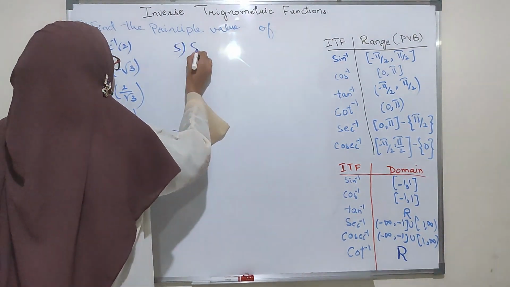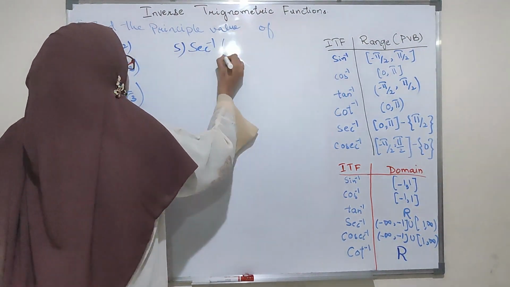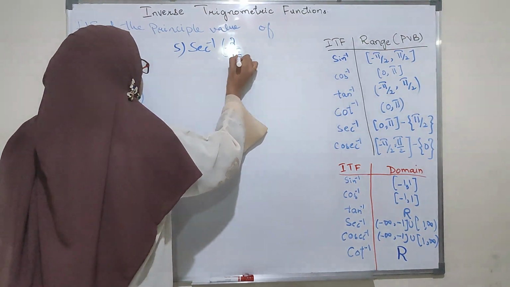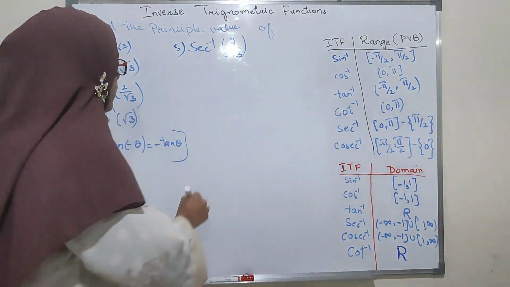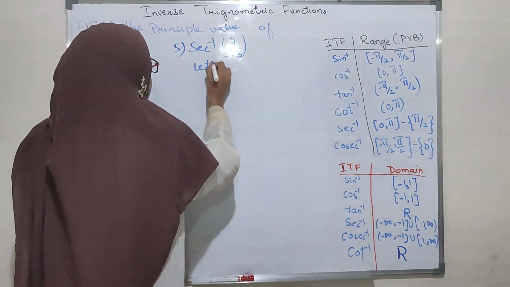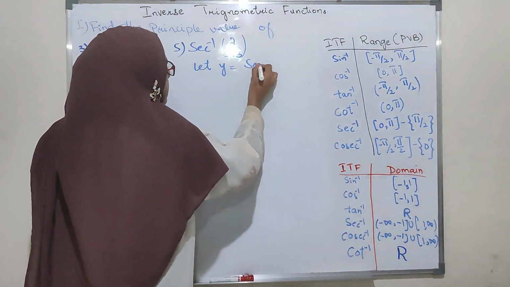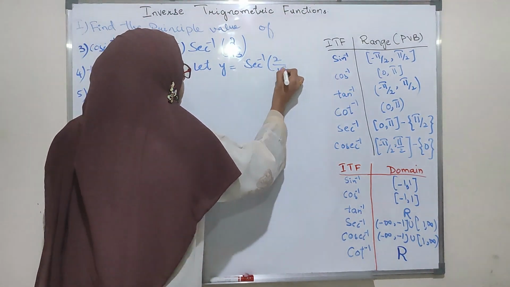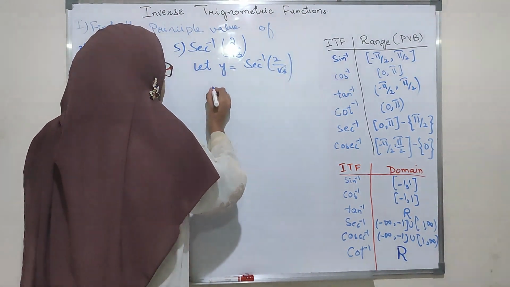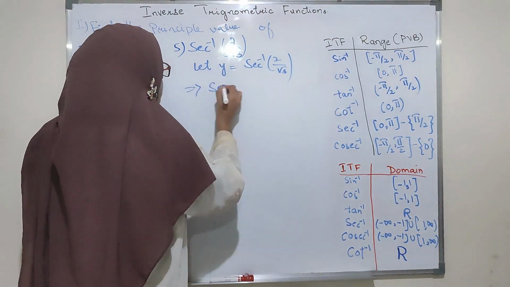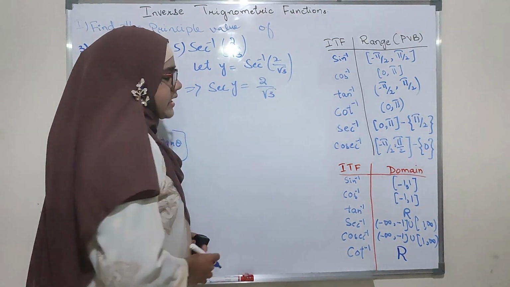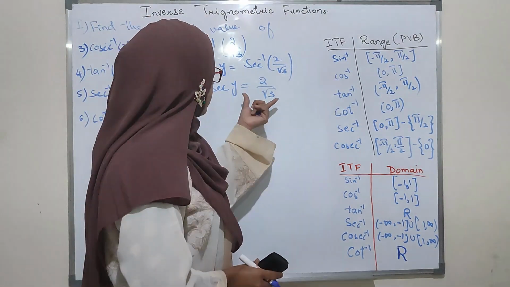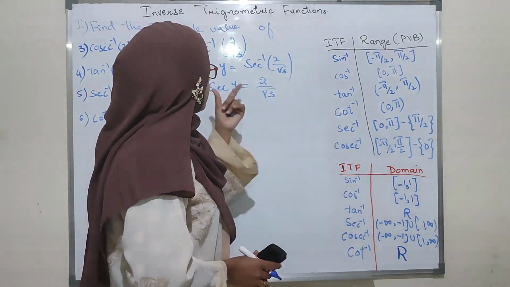Here you have sec inverse of 2 by root 3. Sec is the reciprocal of cos, you know. So here, let again y is equal to sec inverse of 2 by root 3. This implies sec of y is equal to 2 by root 3. Using the table value for sec, we have to write 2 by root 3 in terms of sec.